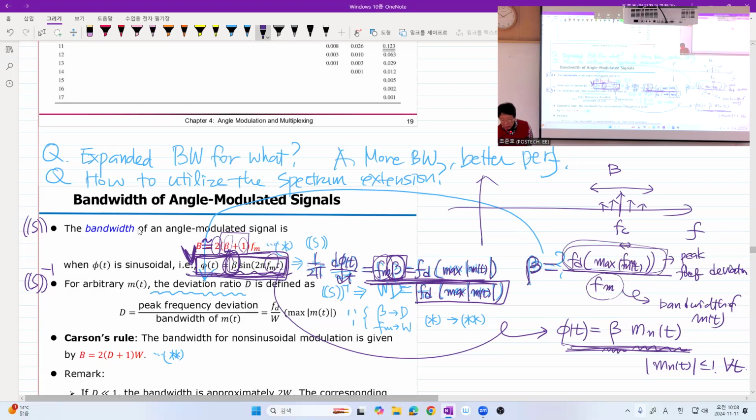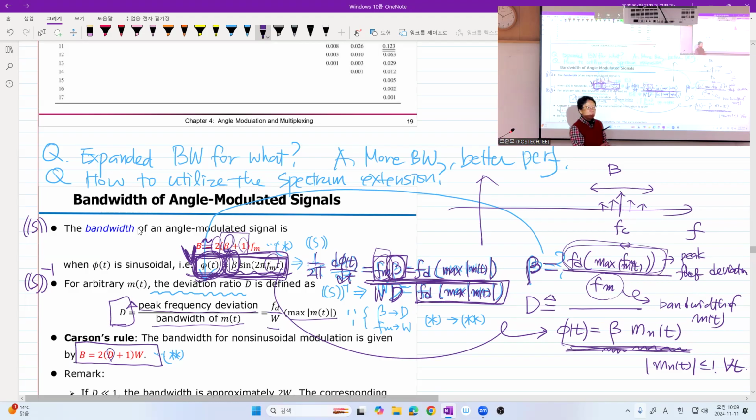So instead of using beta, which is just for the simplified single tone, we define D, a new parameter that corresponds to beta for the general case, and define it as what in this case? Here. D is defined as the peak frequency deviation divided by the bandwidth of the message. Then, as you see, F sub m may be replaced by W, and beta replaced by D. Then what happens? D is simply FD max of m of t divided by W. And now you can replace beta with D, and you have Carson's rule.